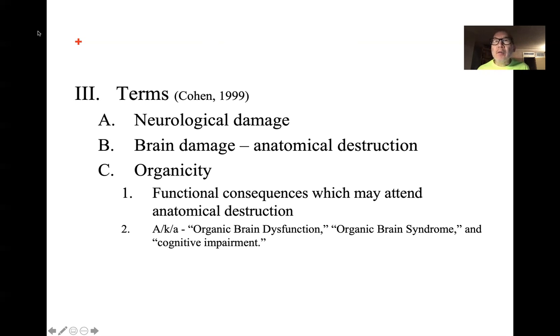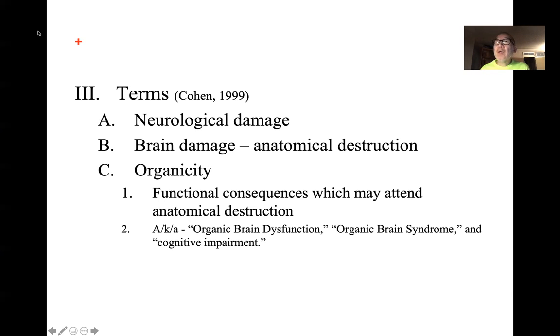Organicity, though, is often associated with, and it very well may be related to, actual physical brain damage, but as a technical matter, it really just refers to functional consequences which may attend anatomical destruction. So let's just say someone is experiencing a tumor in their frontal lobe. The functional consequence may be difficulty in impulse control or organizing their day-to-day routine, right?